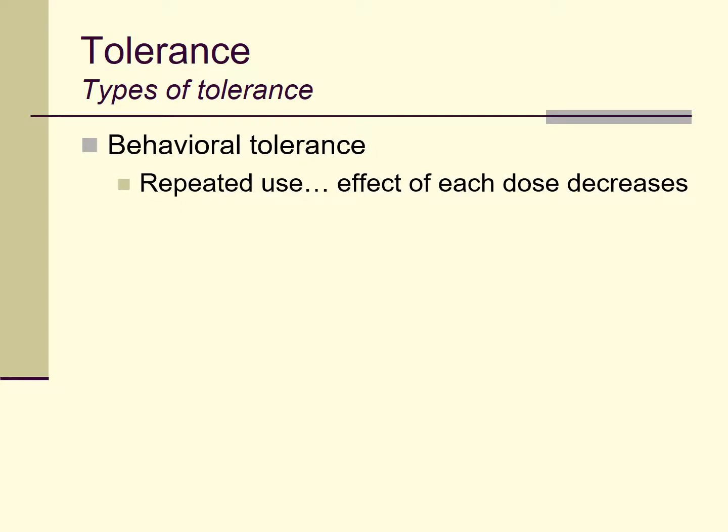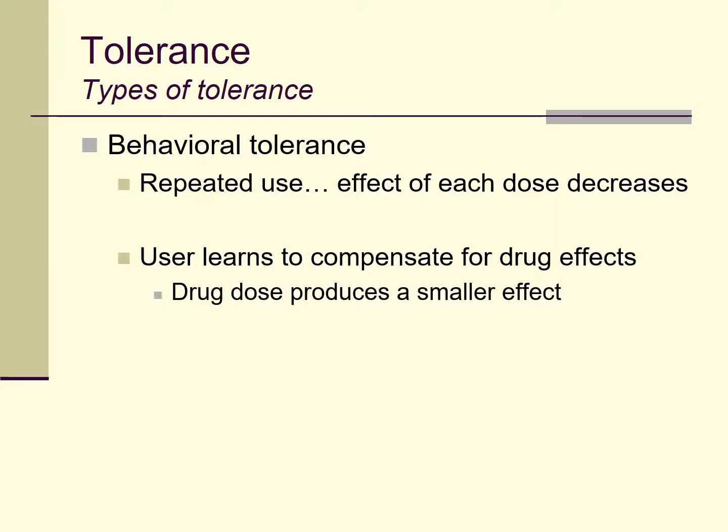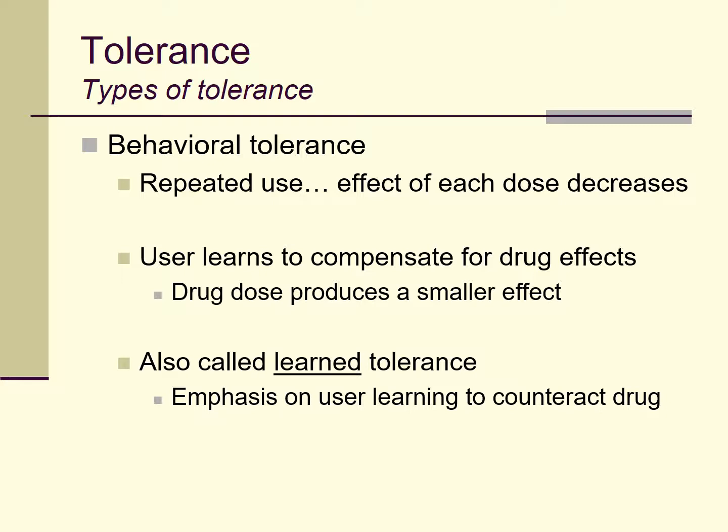Behavioral tolerance, again, is an attempt to explain why, if you use repeatedly a fixed dose of drug, over time the effect of that dose decreases. That's the same as all other types of tolerance that I've talked about. But here, the reason why the tolerance is occurring is because the user is learning to compensate for the effects of the drug. So he or she is learning to offset the effects of the drug behaviorally. This is sometimes called learned tolerance for the hopefully obvious reason that it involves a learning process on the part of the user where he or she gets better with each subsequent use of the drug at offsetting or negating the effects of that drug.